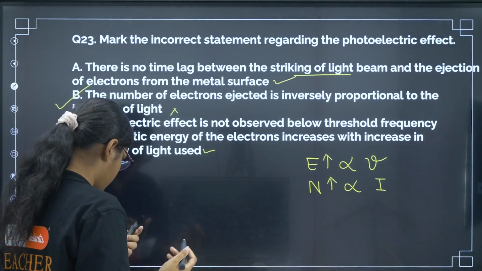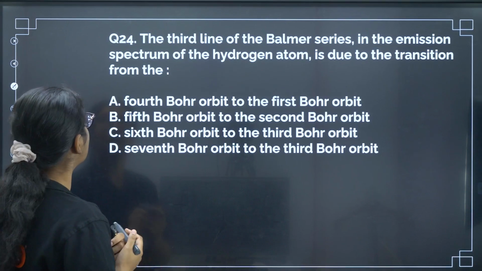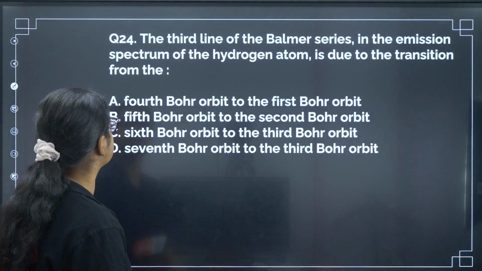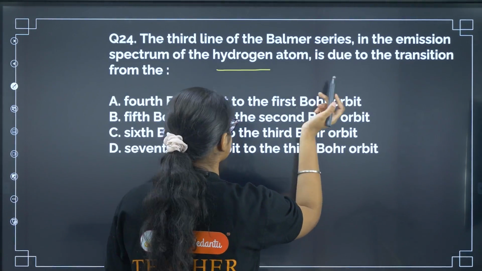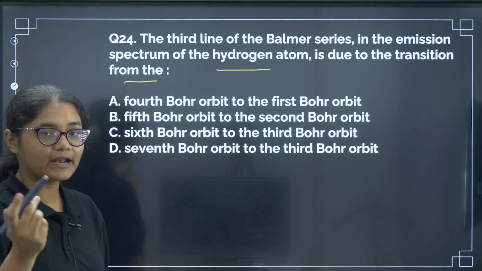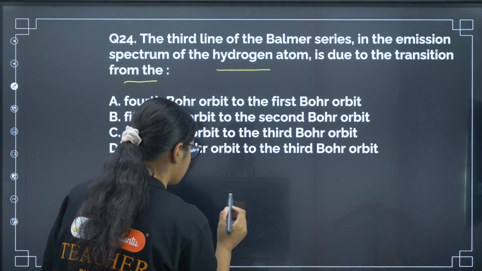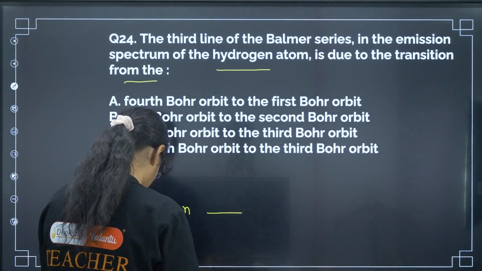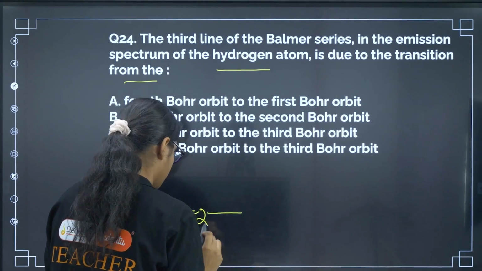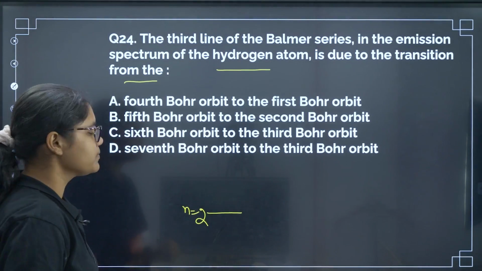Okay, now coming to the next question. The third line of the Balmer series in the emission spectrum of hydrogen atom is due to the transition from... the third line in the Balmer series. So for Balmer, n is equal to 2. Okay, in Balmer series n is equal to 2.